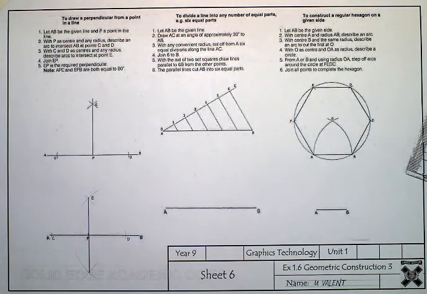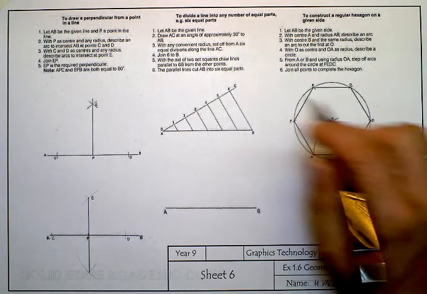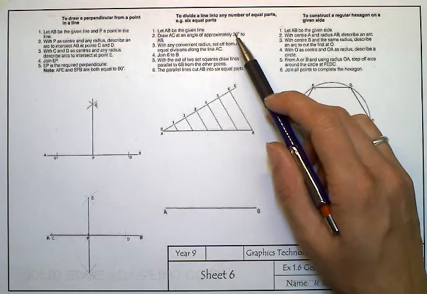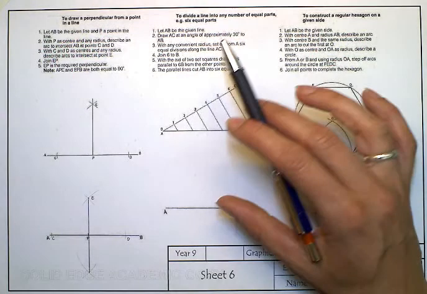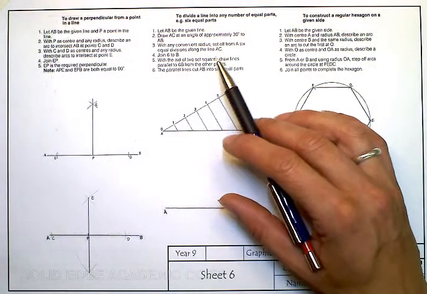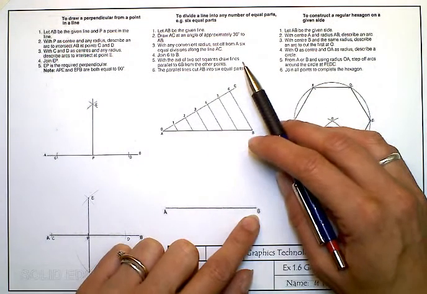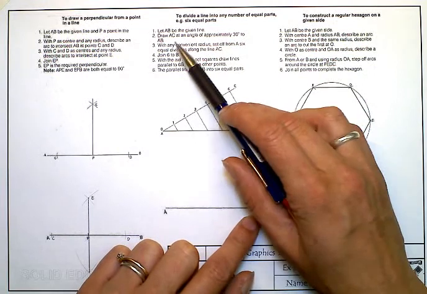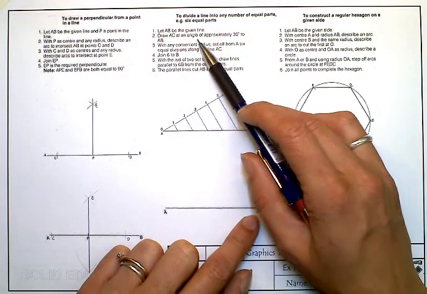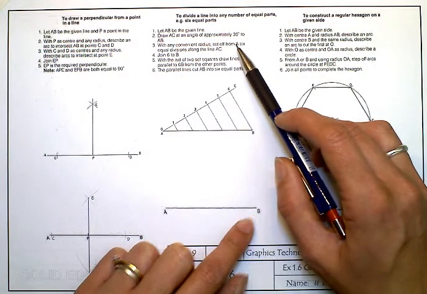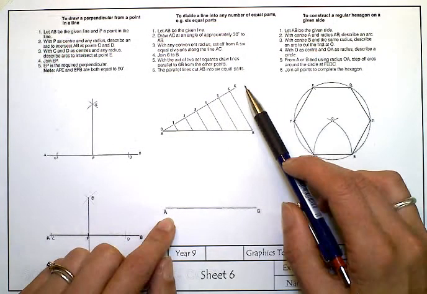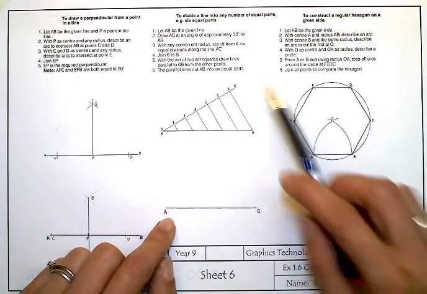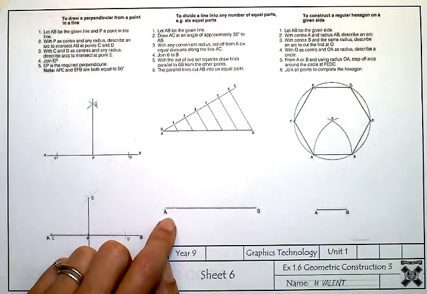To divide a line into any number of equal parts, e.g. 6 equal parts. This one's a little bit tricky. Let AB be the given line. Draw AC at an angle of approximately 30 degrees to AB. So this is a 30-degree projection line here. We have a 30-degree set square, so we'll just use that.